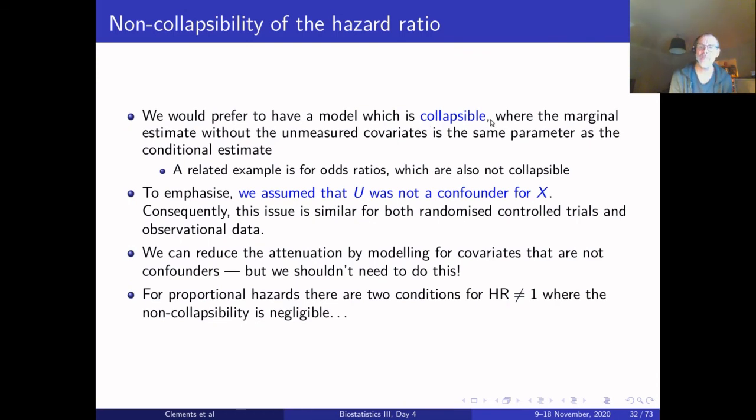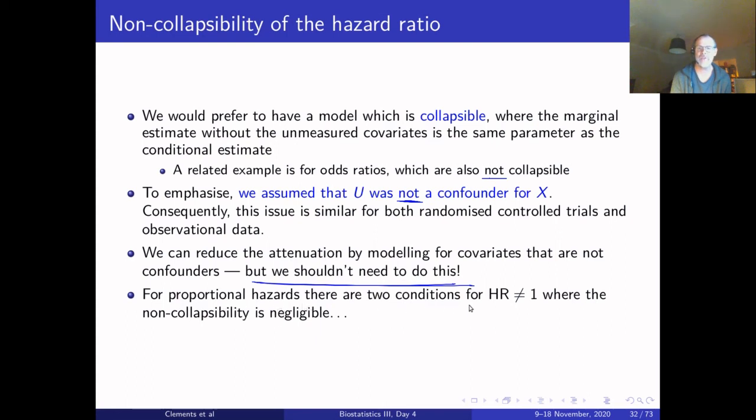We would prefer to have a model which is collapsible, where the marginal estimate without the measured covariates is the same parameter as the conditional estimate. A related example is odds ratios, which are also not collapsible. To emphasize, we have assumed that U is not a confounder for X. Consequently, this issue is similar for both randomized controlled trials and observational data. We can reduce the attenuation by modeling for covariates that are not confounders, but we shouldn't need to do this.